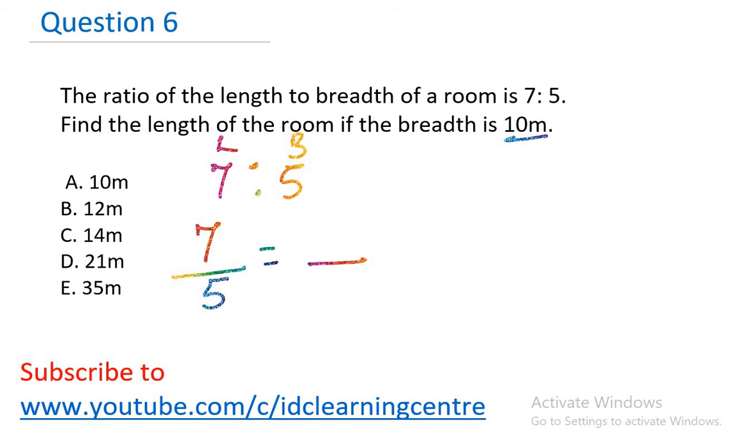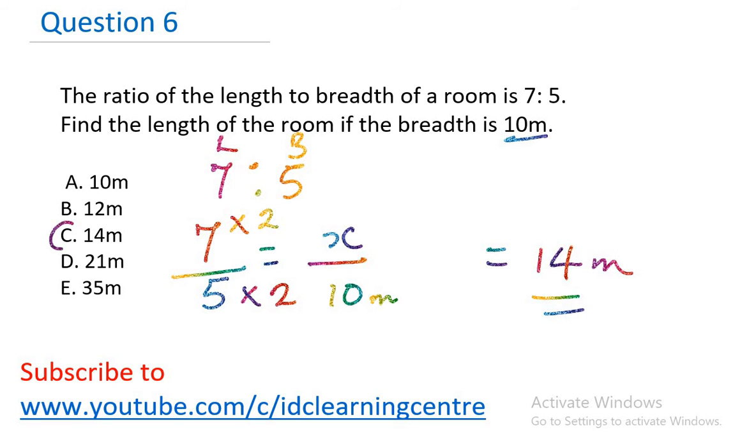5 is the breadth. Underneath this, let it be 10 meters. We are looking for this, let this be x. We can use equivalent fraction. 5 times what will give you 10? 5 times 2. So you must come here and multiply this by 2 as well. 7 times 2. The answer is 14 meters, which is C.